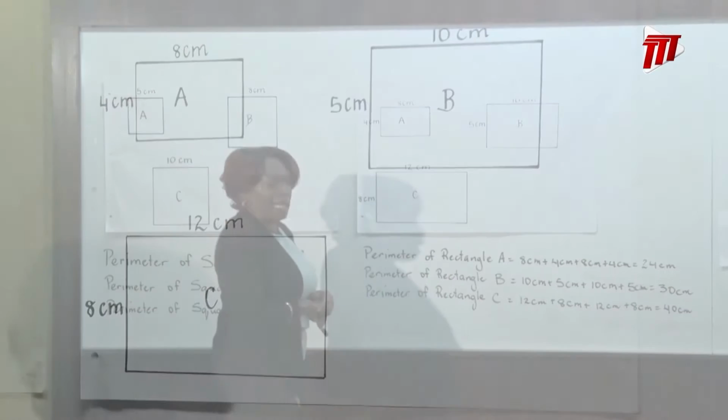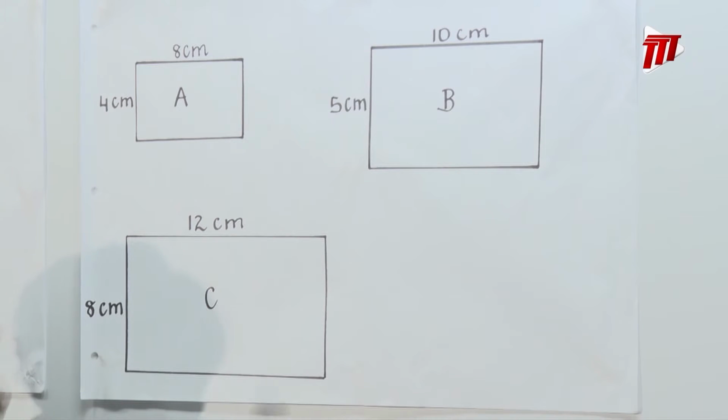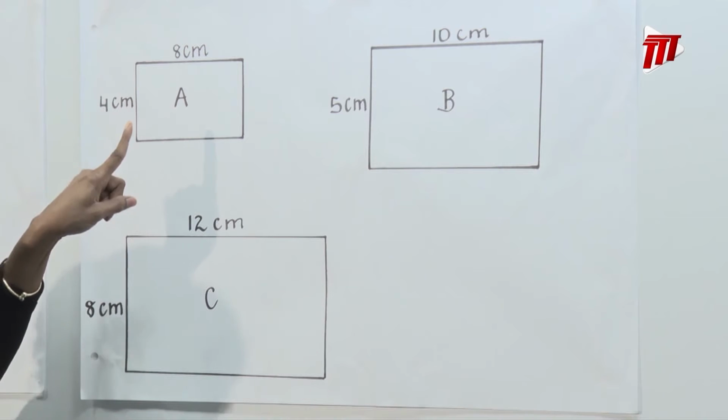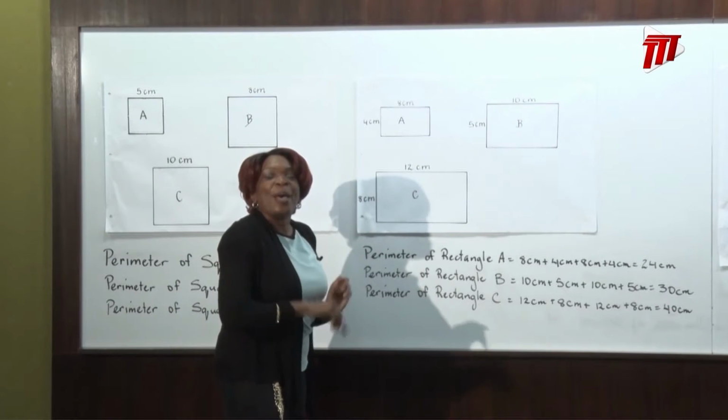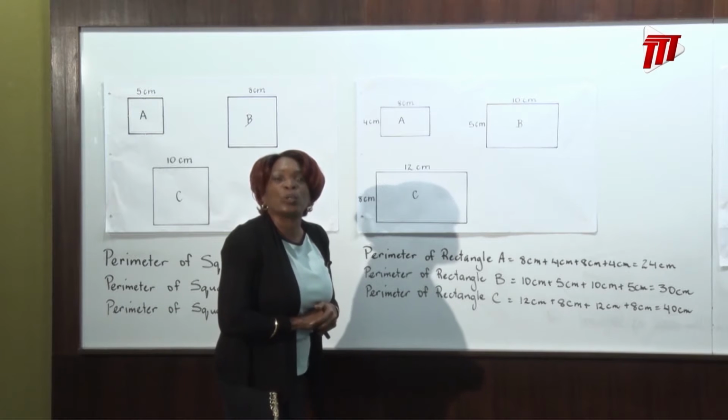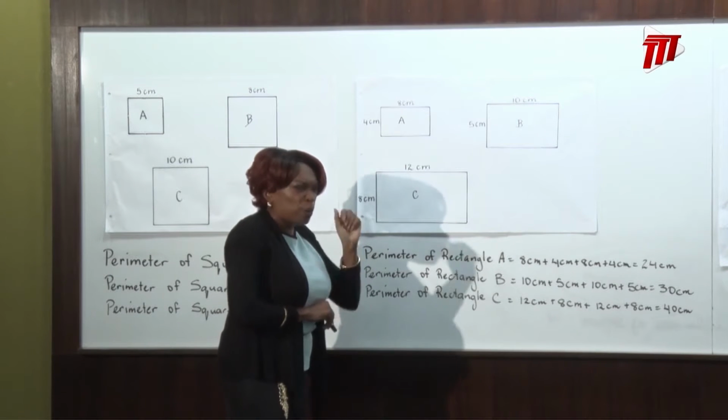What if I say, I don't know, let's try it. The length add the breadth, multiplied by 2. Do you think that could work? Let's try it and see. 8 centimeters add 4 centimeters will give us what? 12 centimeters. 12 centimeters multiplied by 2, 24 centimeters. But we want to verify, you know.